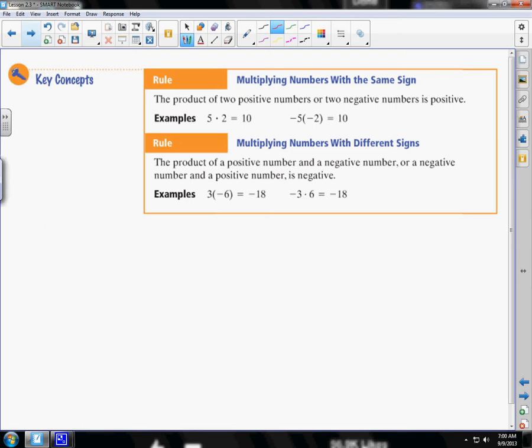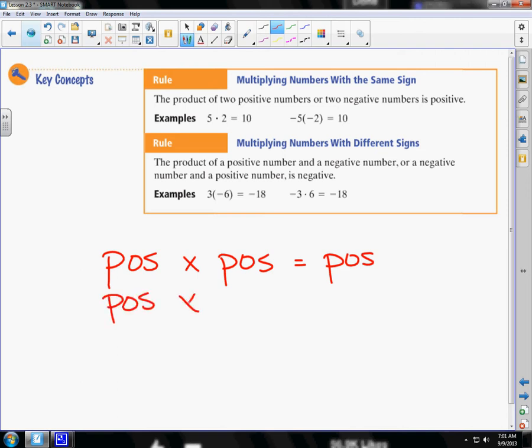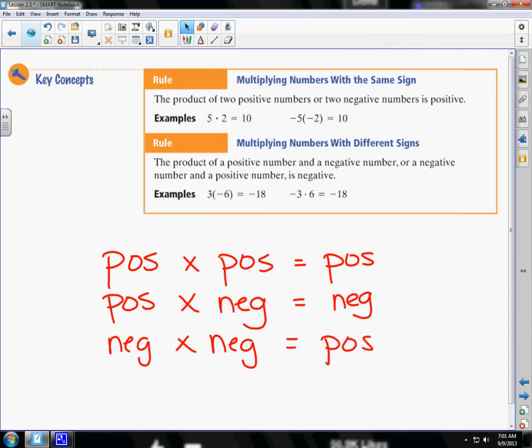Also, this is multiplying numbers with the same sign and multiplying numbers with different signs. Very similar to the adding and subtracting that we did in previous lessons. I don't know if you've ever seen it where they do a positive times a positive equals a positive, but you might want to write this in your notes. A positive times a negative is a negative, and then a negative times a negative equals a positive. Just kind of a little reminder.